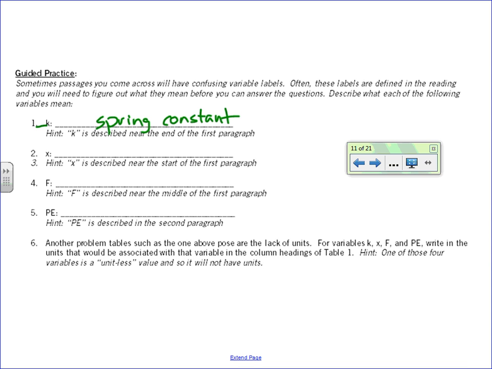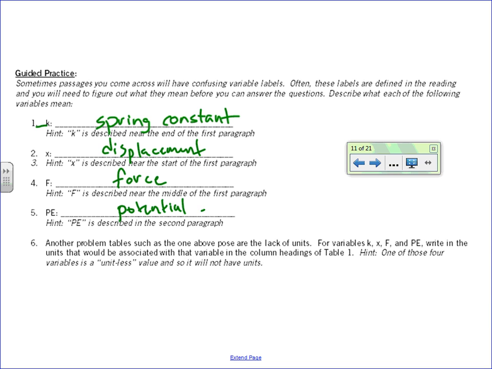All right, what about X? What is X? Displacement. Nice. Stretch. What is F? Force. And what is PE? Potential energy.